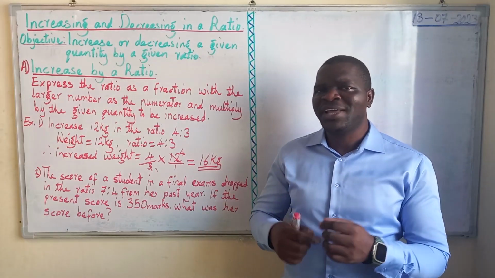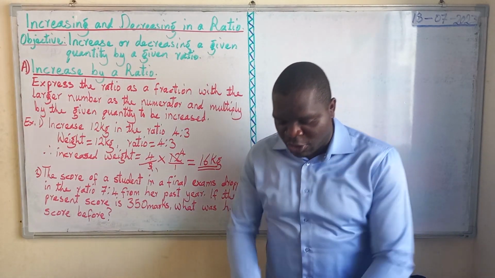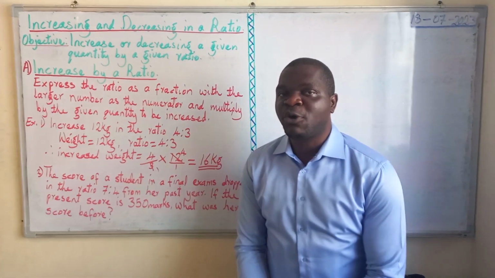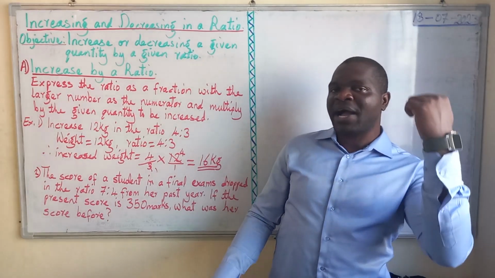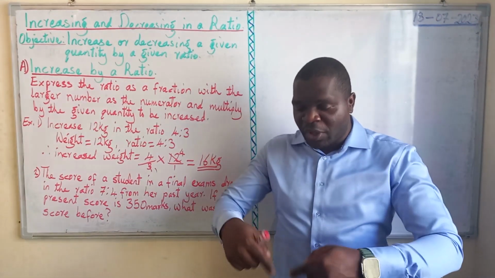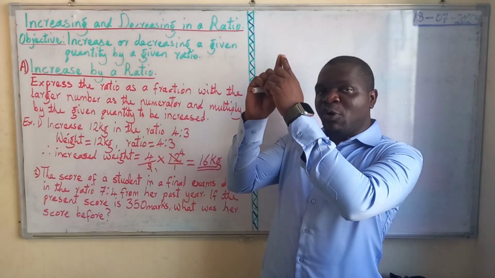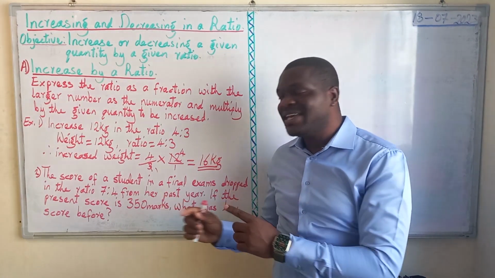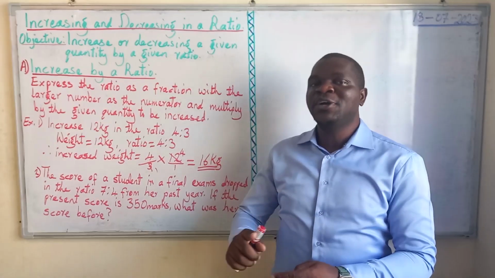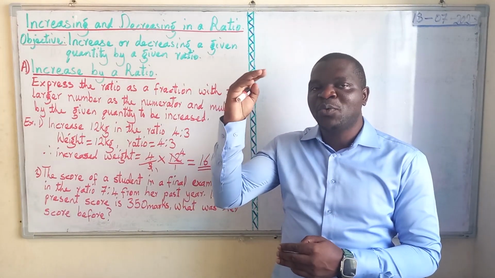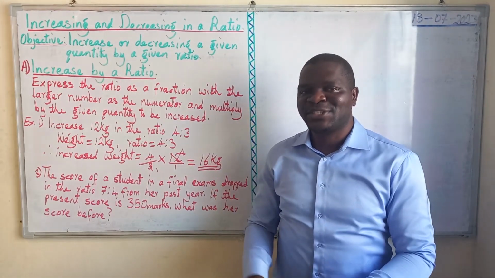Now, first of all, let us interpret the question. The present score has dropped. It means the former score was higher, and they are asking us for the former or the past score. Therefore, we are going to move from the present score, which has dropped, to the past score, which was higher. And in this case, we are supposed to increase the present score to a certain mark, which was the previous score and which was higher than the present score.